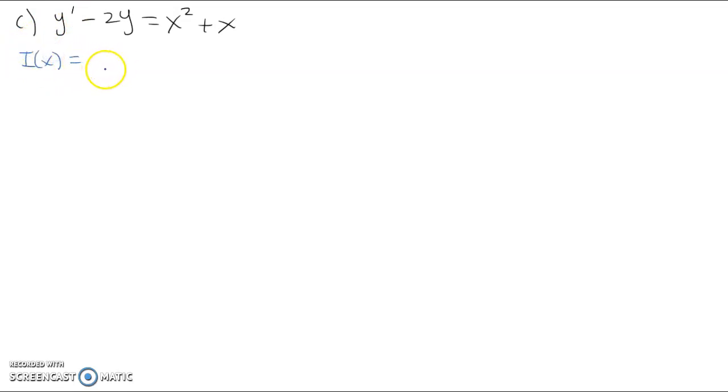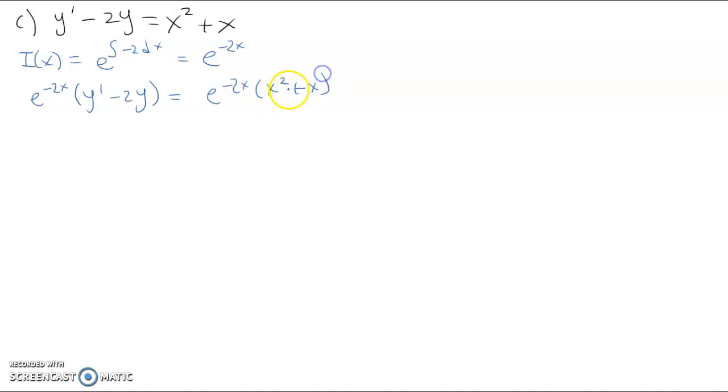So this is going to be e to the power of the integral of negative 2 dx, so that's e to the power of negative 2x. Alright, multiply this on both sides, so we have e to the power of negative 2x times (y prime minus 2y) equals 2 e to the negative 2x times (x squared plus x), and now we can take the integral of both sides. So on our left-hand side, we're left with the integrating factor, which is e to the power of negative 2x times y. That's going to equal 2.